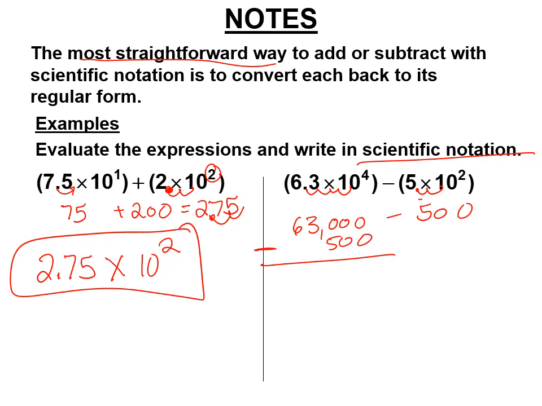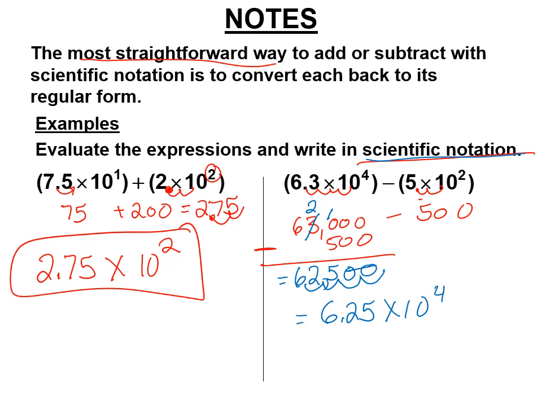So let's see, right? 0 minus 0 is 0, 0 minus 0 is 0, but you can't take 5 from 0, right? You have to borrow from there, make it a 2, and regroup it, and get 10 minus 5 is 5. Then this comes down, and the answer is 62,500. But the instructions say you got to put it back in scientific notation. So it's 6.25 times 1, 2, 3, 4 times 10 to the fourth. All right. So some of them are adding, some of them are subtracting, but you do them the same way.